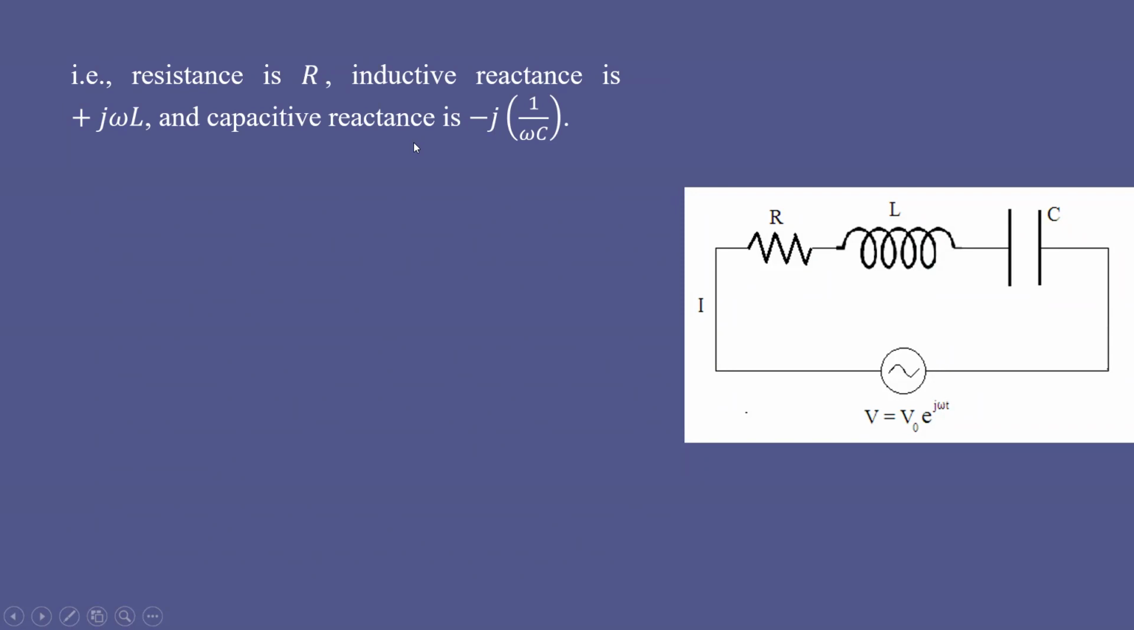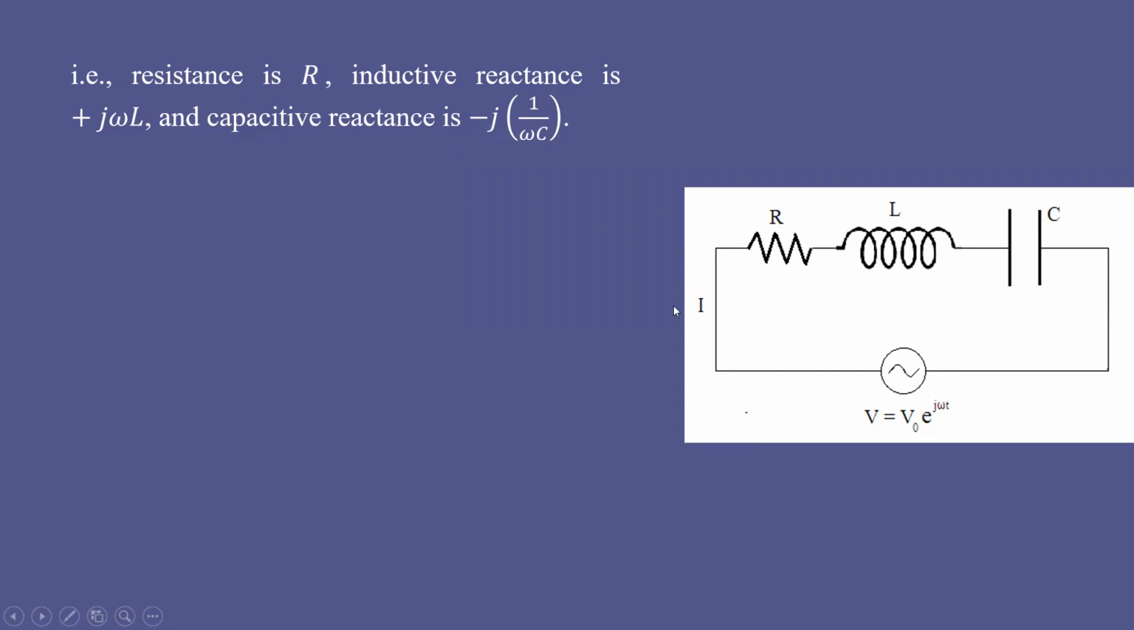And capacitive reactance represented in the j operator method is minus j into 1 by omega C. Why is minus j introduced here? Because minus j represents minus pi by 2 phase difference with respect to the resistance here. Then what is the total resistance of the circuit? That is the sum of all these three: R plus j omega L minus j into 1 by omega C.